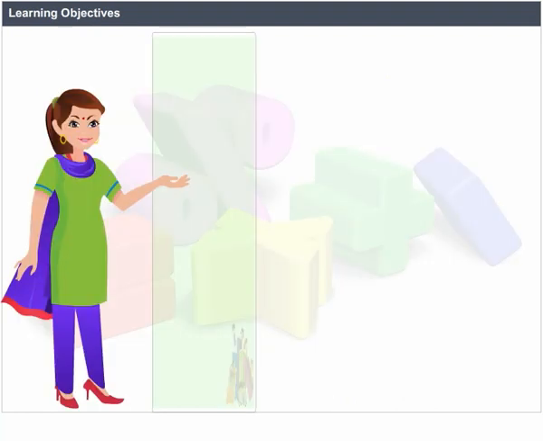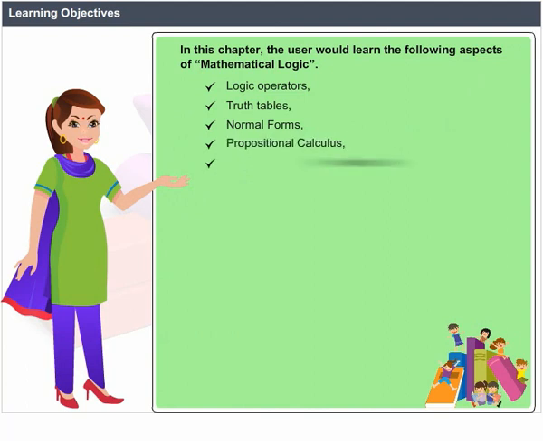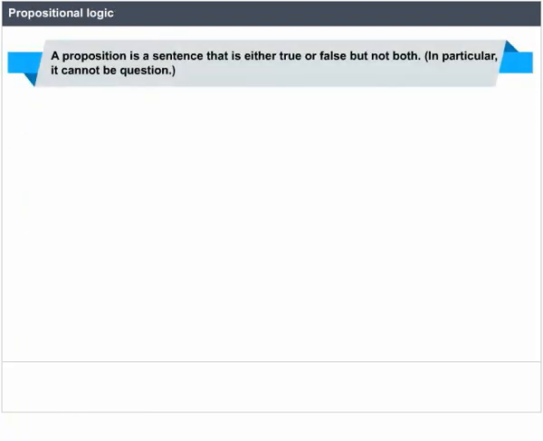Learning objectives. In this chapter, the user will learn the following aspects of mathematical logic: logic operators, truth tables, normal forms, propositional calculus, theory of inference and deduction, predicate calculus. Propositional logic. A proposition is a sentence that is either true or false but not both. In particular, it cannot be questioned.